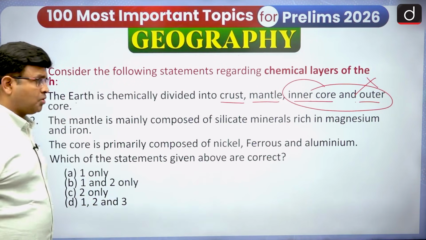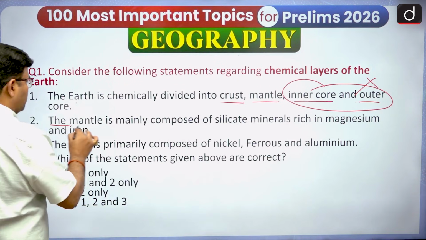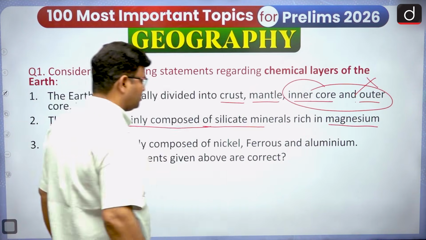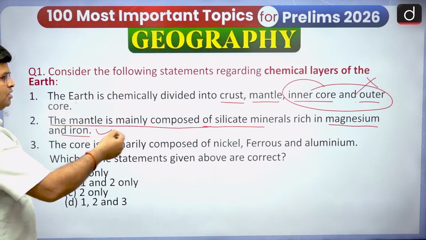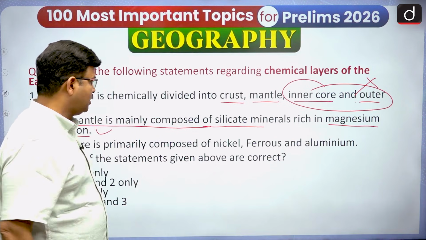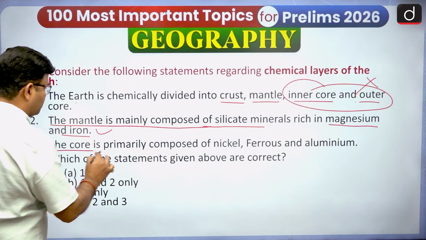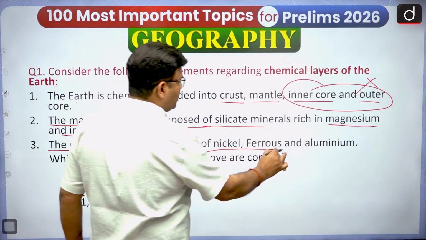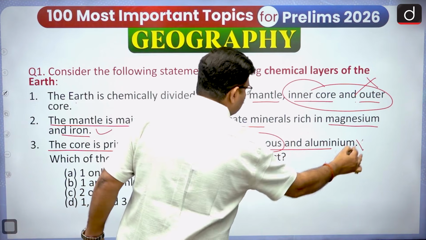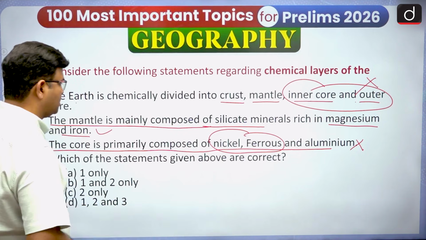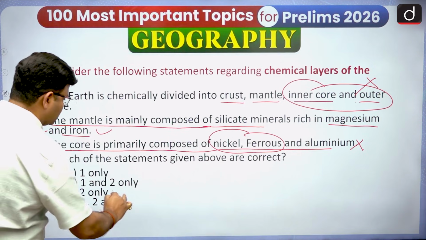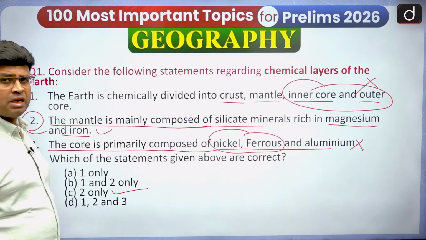Understood? So talking about inner core and outer core makes this the wrong statement. The next statement: the mantle is mainly composed of silicate minerals rich in magnesium and iron. Yes, magnesium silicate, magnesium iron, therefore it is considered SIMA. And the core is primarily composed of nickel, ferrous, and aluminum. The core is made up of nickel and ferrous, not aluminum, so this statement is wrong. Only the second statement is correct, so 2 only is correct.